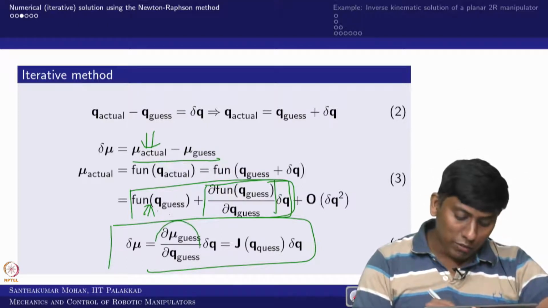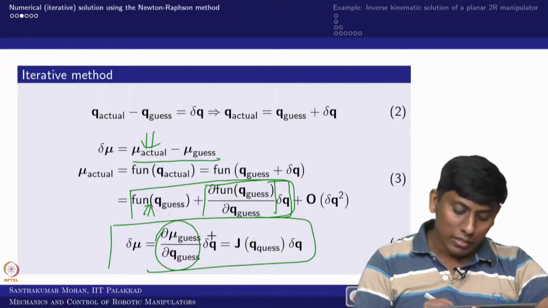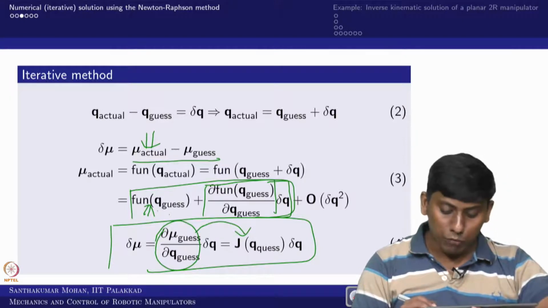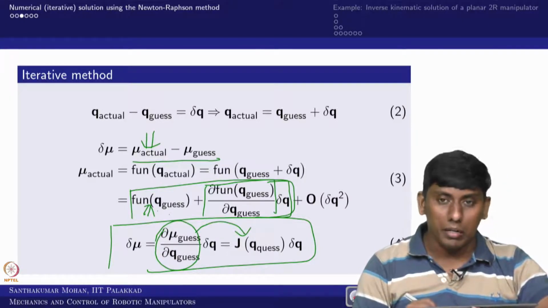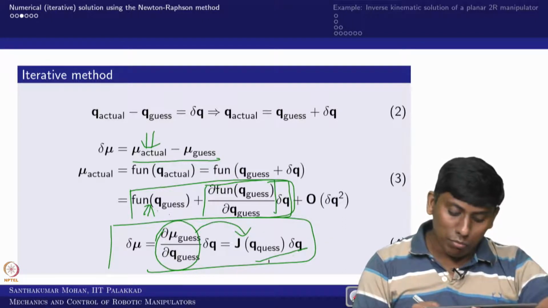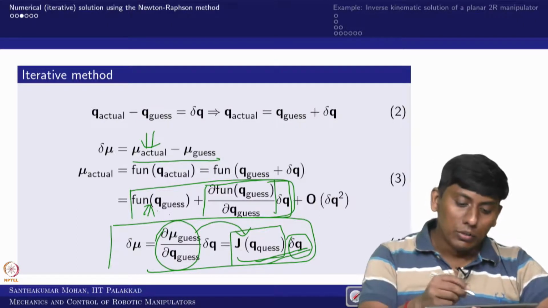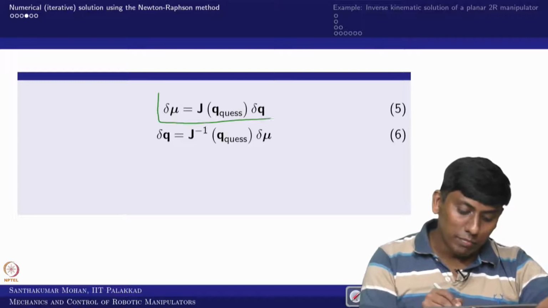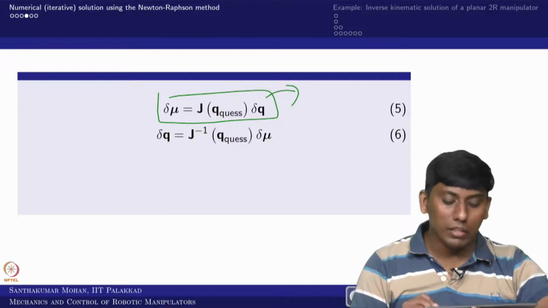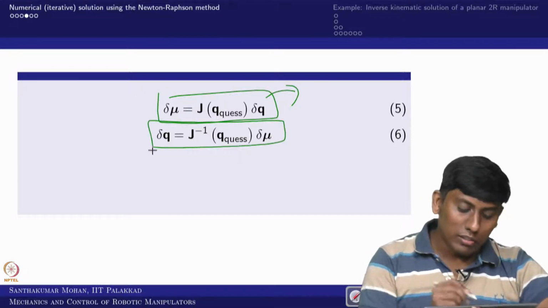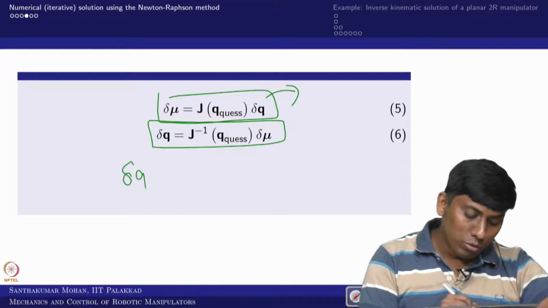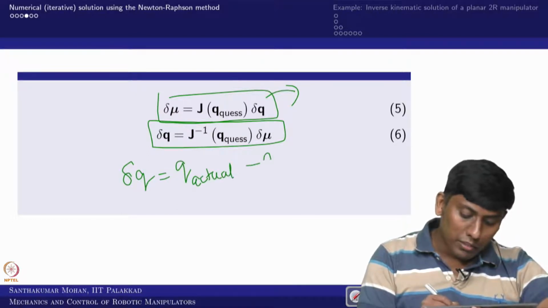So this partial derivative would be in the form of a matrix. That matrix I am calling J of q guess, which is nothing but a Jacobian matrix. Okay. So now in that sense, we have ended up with a matrix multiplied with the error, but this error we don't know, right? So we are rewriting this equation, and we are rewriting this delta q in the form of this. So now this delta q is what? This is q actual minus q guess, right?